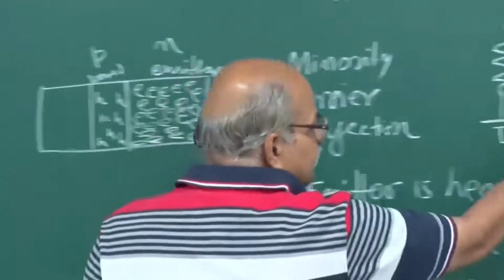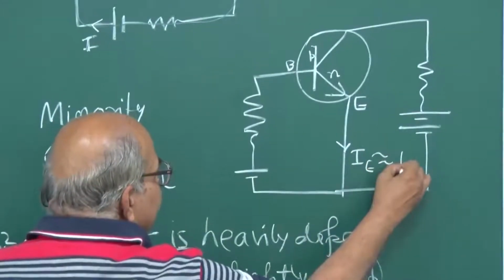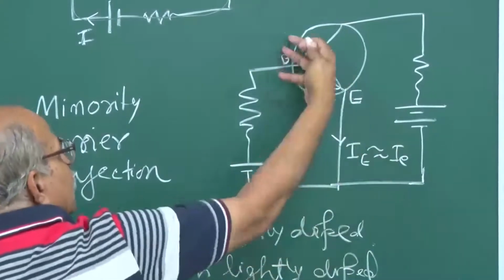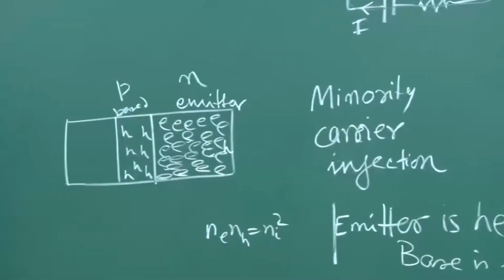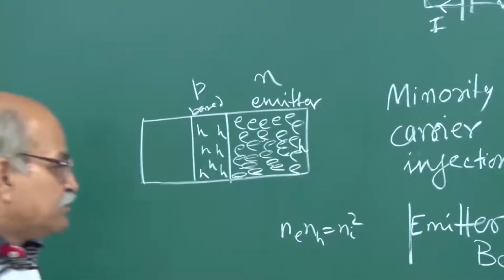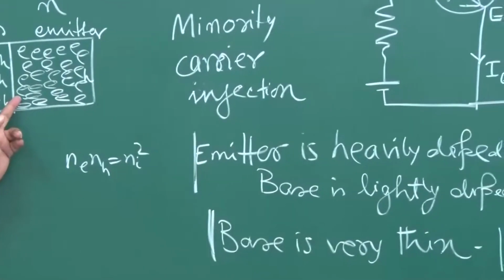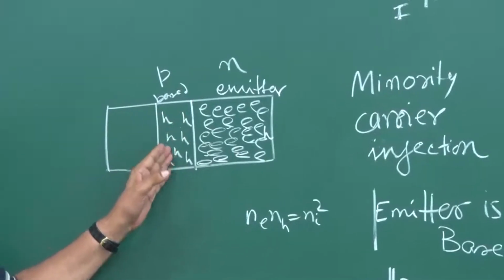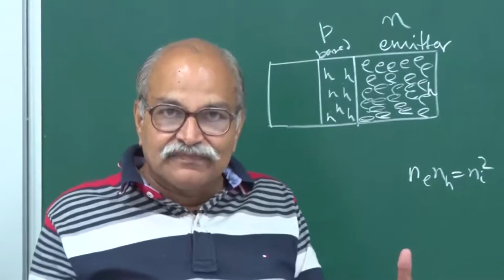So this IE which is here is primarily because of those electrons which are injected. So electrons are going this way and current is going that way. That's one thing. Second thing is the base is very thin. So that means this is thin, and for these electrons to recombine with these holes, you need a certain time.